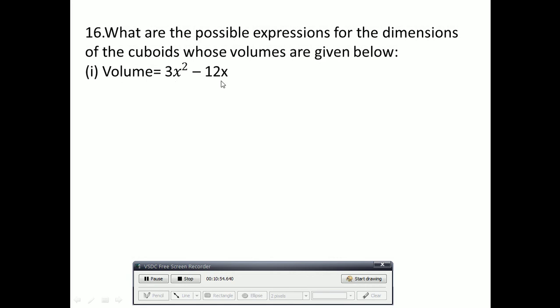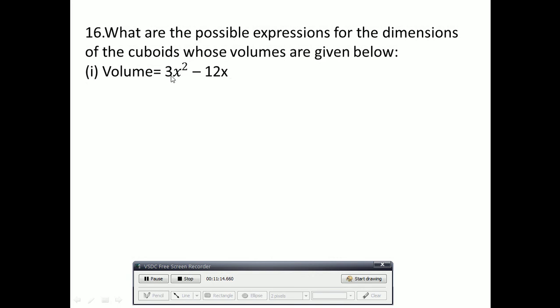Students, first we should know the volume of a cuboid. What is the volume of a cuboid? Length into breadth into height, L into B into H. We had already done this in class 8. So students, this should be converted into length into breadth into height.